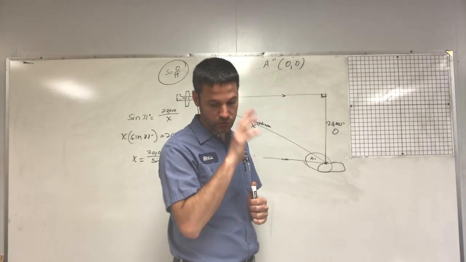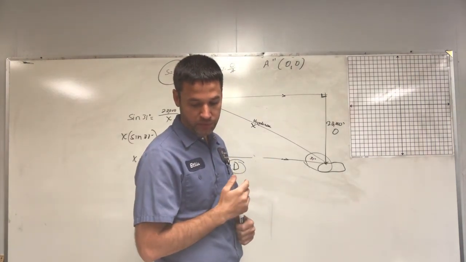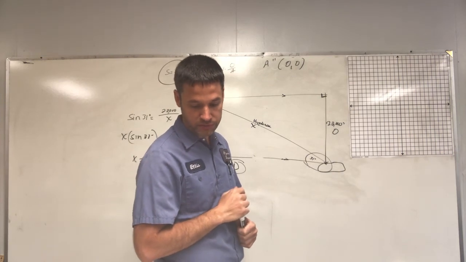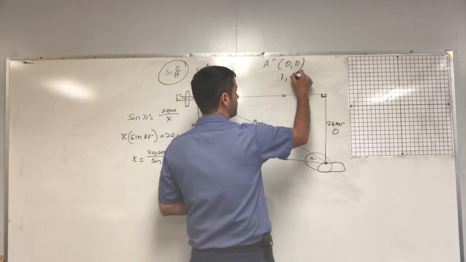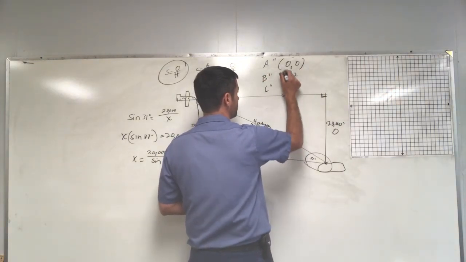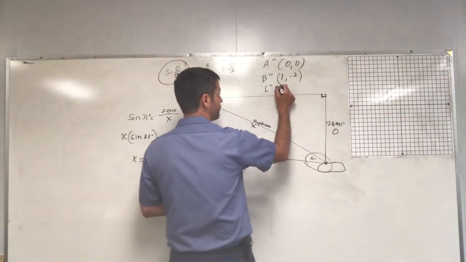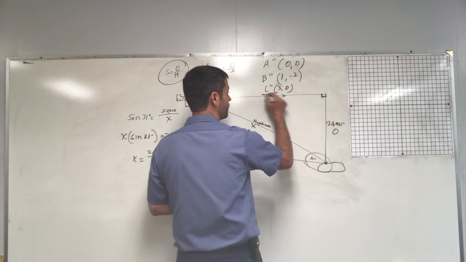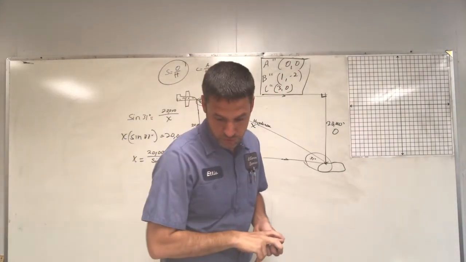Excuse me, u1 and u2, that's simply a name. I don't know why they named it that. They could have named them X and Y or something else, J and G. B double prime is 1 and -2, and C double prime is what? 3 and 0. So that should be your answer for 20.